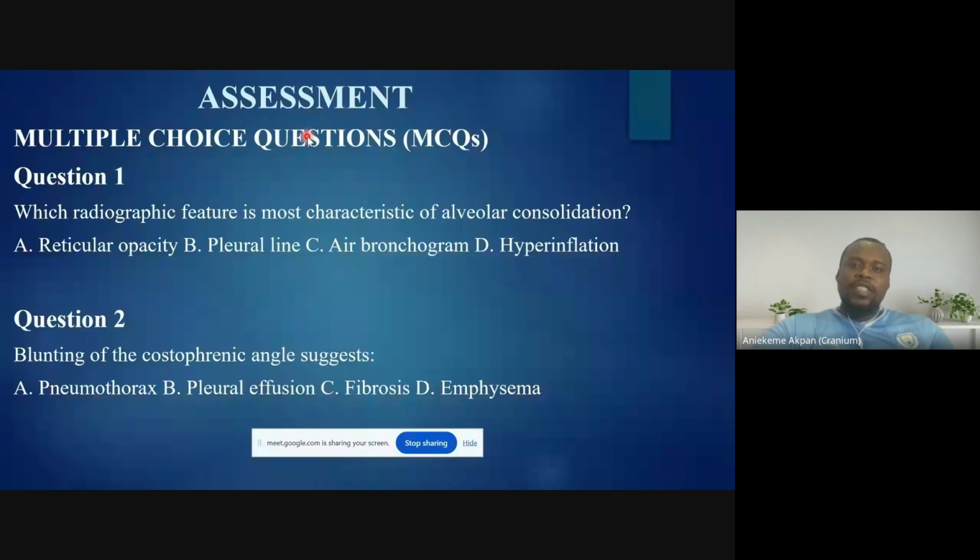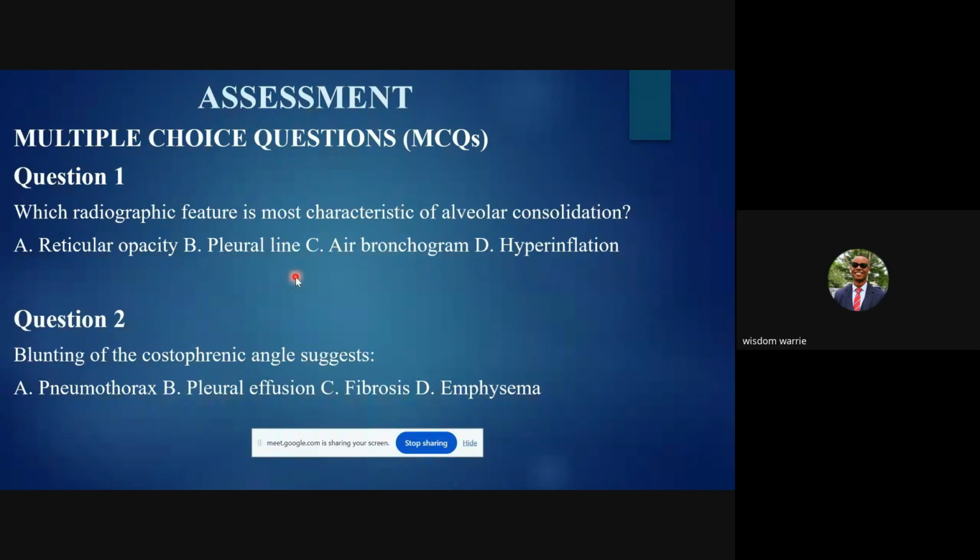So this is an assessment here. I don't know if they are supposed to do this here. No, okay, they're not doing this here. It's something they can do before tomorrow or anytime they are free.